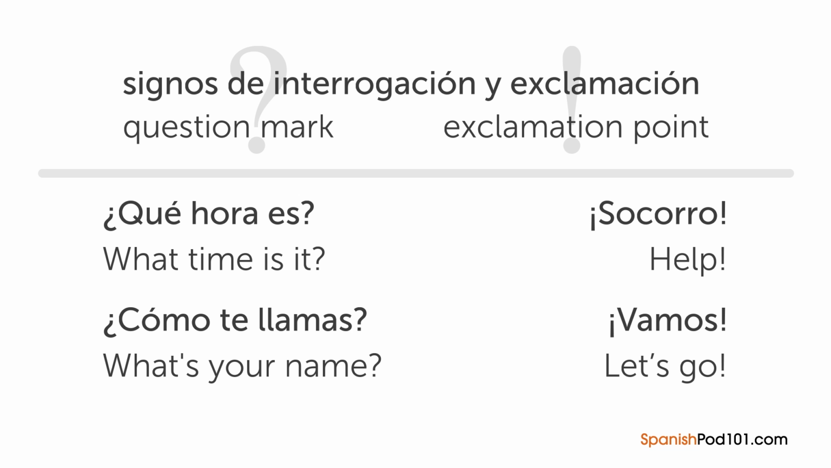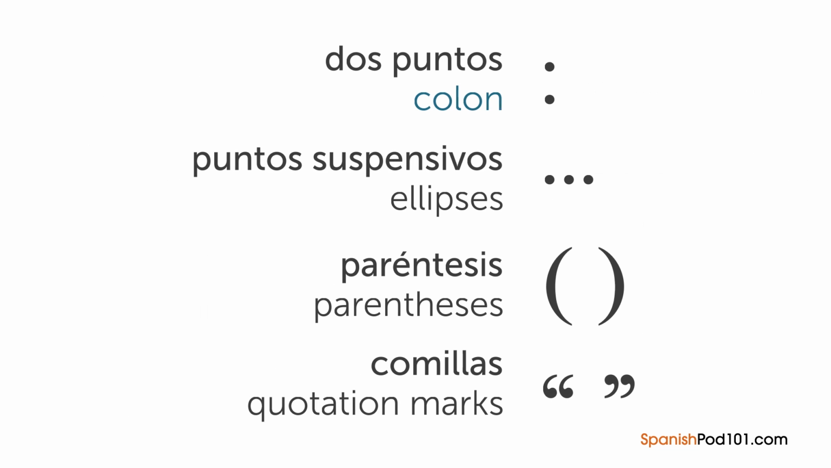Some examples are: ¿Qué hora es? What time is it? ¿Cómo te llamas? What's your name? ¡Socorro! Help! And vamos, let's go! Finally, the colon, which is dos puntos, ellipsis, which is puntos suspensivos, parenthesis, which is paréntesis, and comillas, which is quotation marks, are used the same way in English as in Spanish.